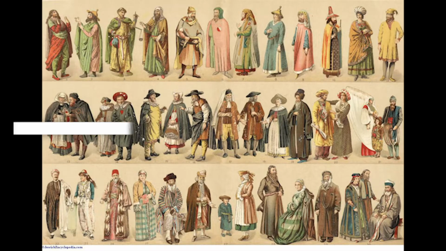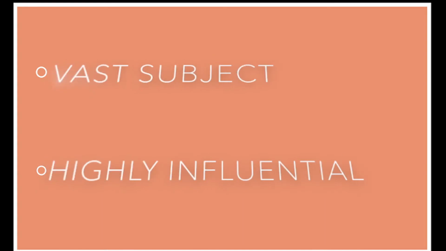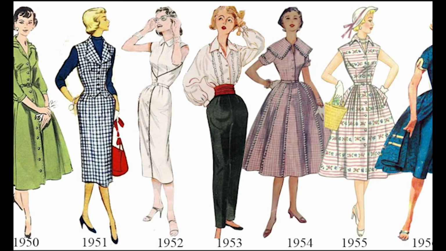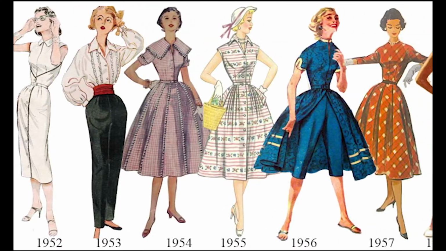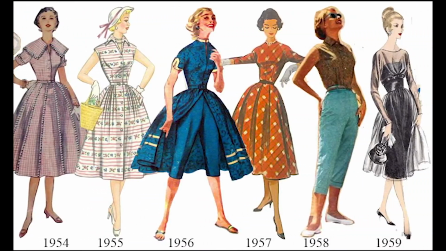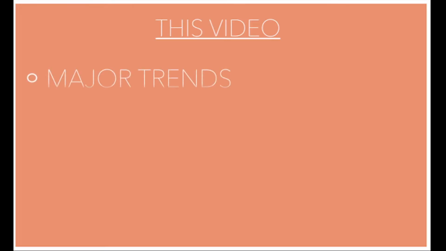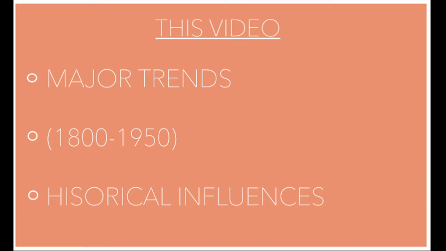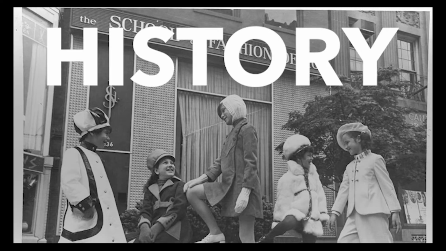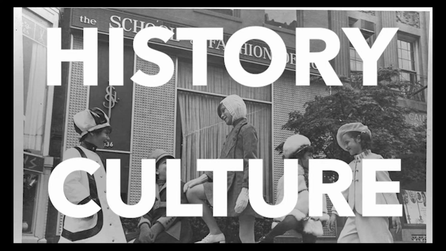What people have worn throughout time is a vast subject and is highly influential and important to society. Fashion design has always been a connected progression of changing trends and styles, and these changes have been strongly influenced by events in history. In this video, we're going to look at the major trends in fashion from around 1800 to 1950 and the ways history has impacted these trends. Along the way, we'll see how fashion affects history and culture as well.